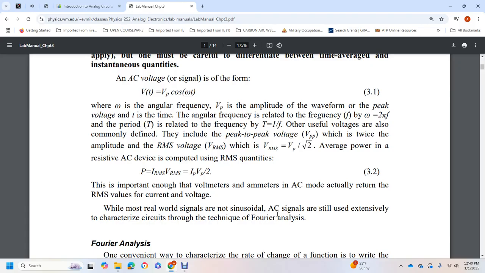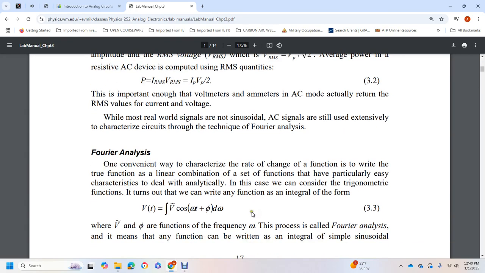Power is equal to the root mean squared current times the root mean squared voltage, or equal to one half the peak voltage times the peak current. It is important to note that the voltmeter and ammeter in AC mode actually return the root mean squared value of the voltage and current. Most real-world signals are non-sinusoidal, but AC signals are still used extensively to characterize circuits through the techniques of Fourier analysis.